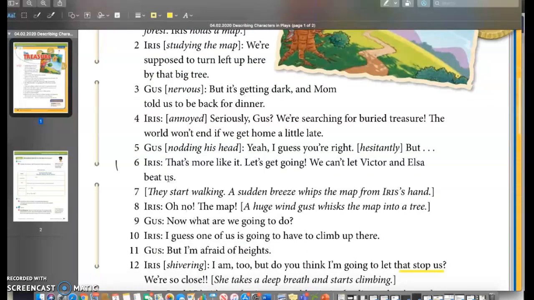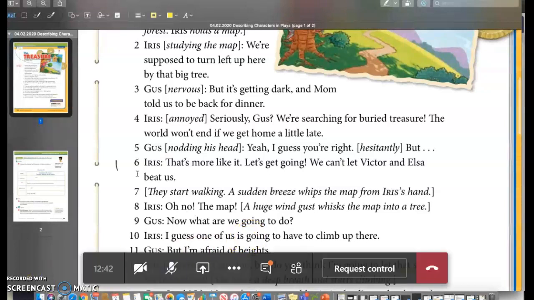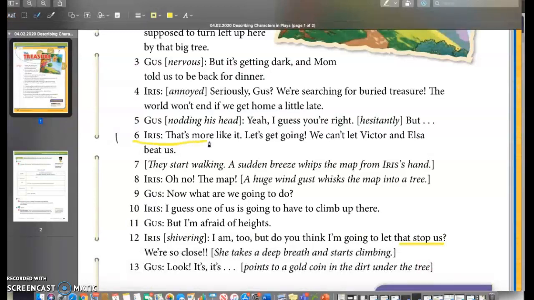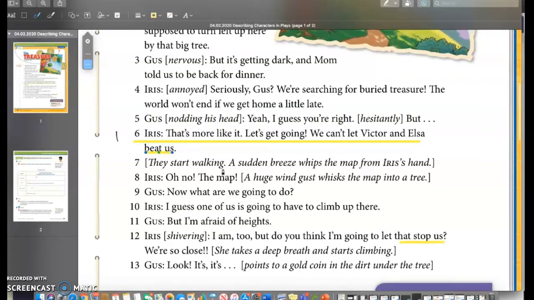So what I did here, I looked at line 6. I'm going to underline line 6 because I want us to look at what it gives us. On line 6, Iris and Gus are having a conversation, and that's why the lines are numbered: each time Gus says something, it's numbered, and each time Iris says something, it's numbered as well. But Iris comes in on line 6 and says, "That's more like it. Let's get going. We can't let Victor and Elsa beat us."